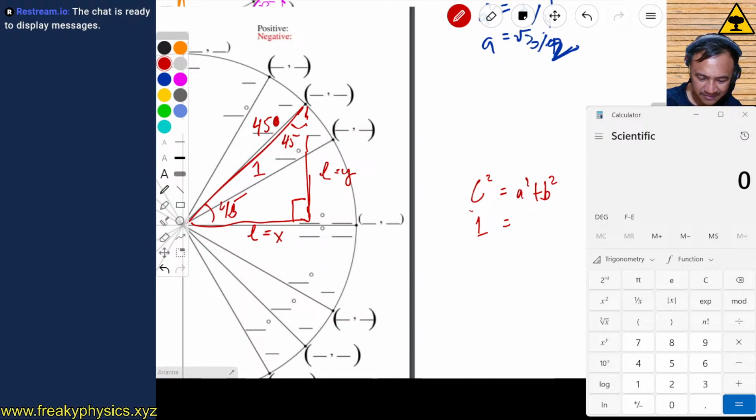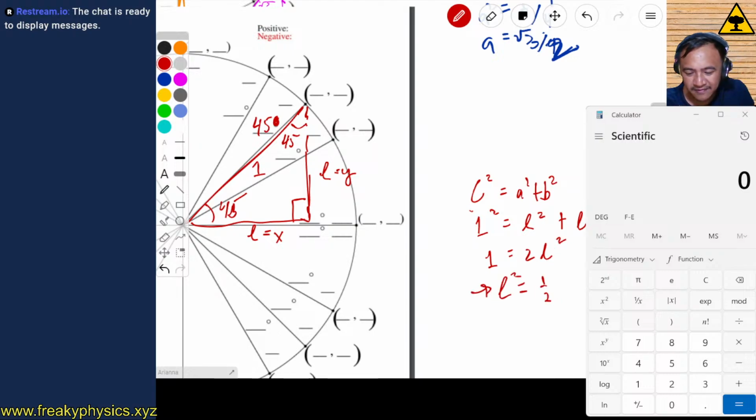L squared plus L squared. So that's going to give us 1 equals 2L squared, right? And then L squared is equal to 1 half. And then finally, we can write this as L is equal to, since we're talking lengths, they have to be the positive value only, the square root of 1 half, right?